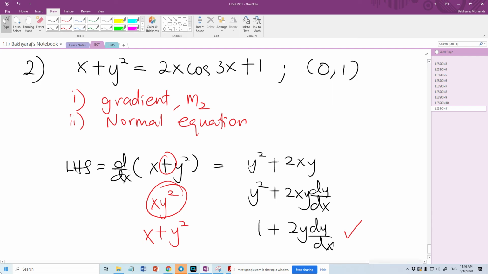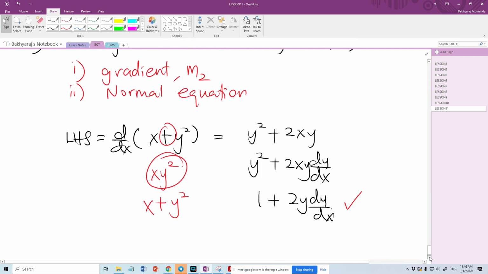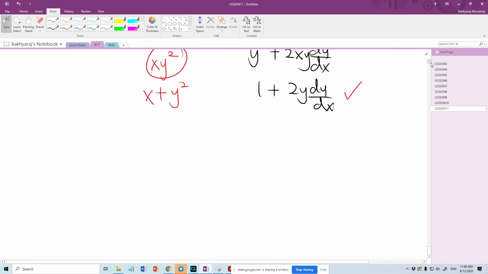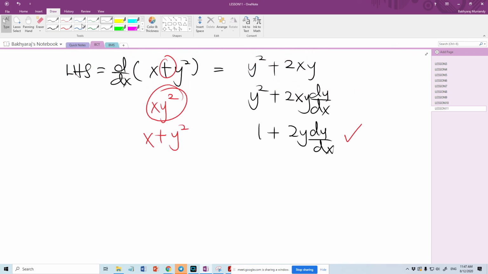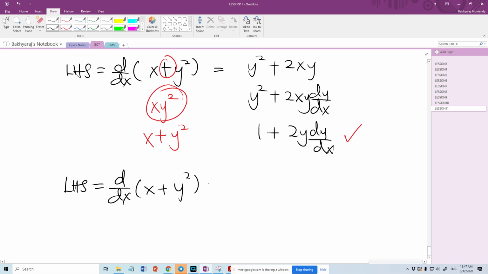Okay, I'll give you the answer. So the answer will be, left hand side must be equal d over dx of x plus y square. When you differentiate 1 you get 1. When you differentiate x you get 1. You differentiate y square you get 2y dy dx. So this is the answer for the left hand side.